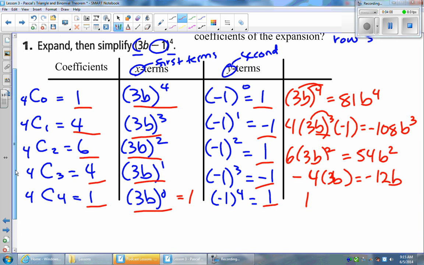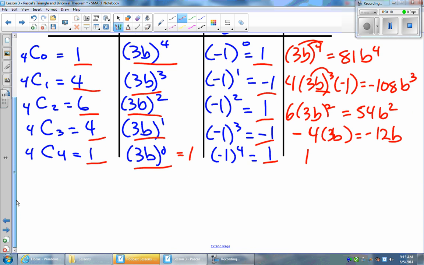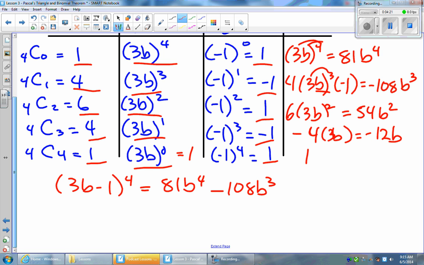Now, we could finally write this all out here. The expansion is going to look as follows here. So originally it was (3b - 1)^4, which is equal to, first term was 81b^4 minus 108b cubed plus 54b squared, minus 12b, plus the constant, which is just 1.